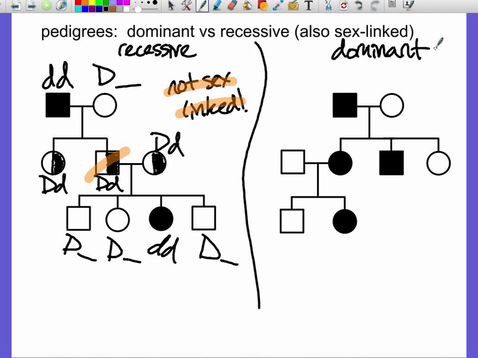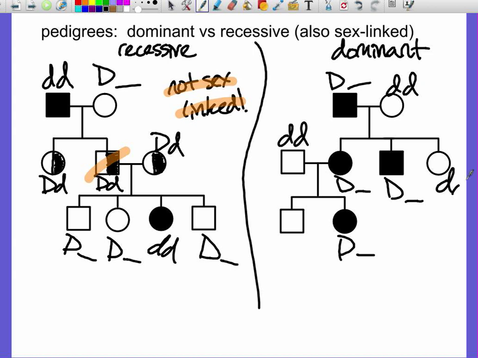But if it is dominant, that means that each person that's affected has to have at least one of those dominant alleles. I don't necessarily know what the second allele is right away, so I'm not going to fill that in automatically. But I know that they all have at least one dominant allele. All the unaffected individuals, though, in a dominant trait, are showing that recessive version of that gene. So I can automatically fill all of them in as homozygous recessive because that's what they'd have to be to not have that dominant trait.